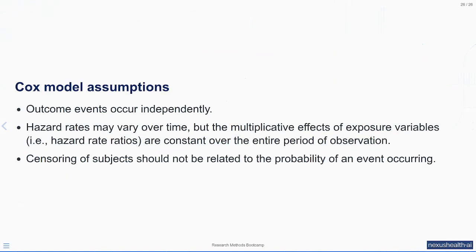What are the assumptions in the Cox regression? The assumption is that outcome events occur independently. Hazard rates may vary over time, but the multiplicative effects of exposure variables, the hazard rate ratios, are constant over the entire period of observation. So censoring of subjects should not be related to the probability of an event occurring.